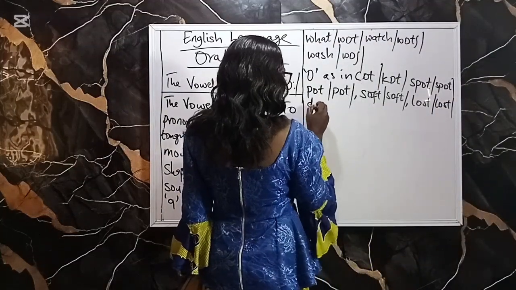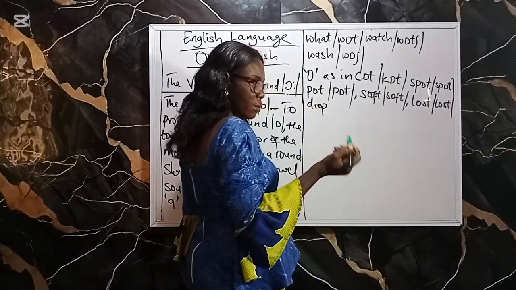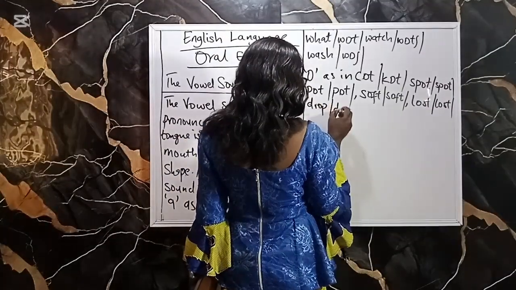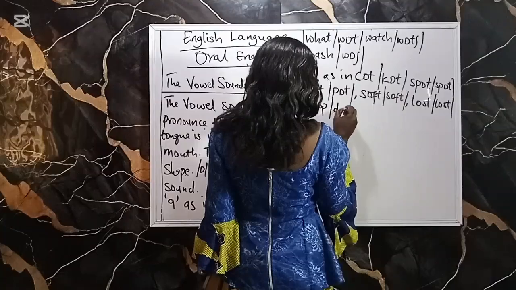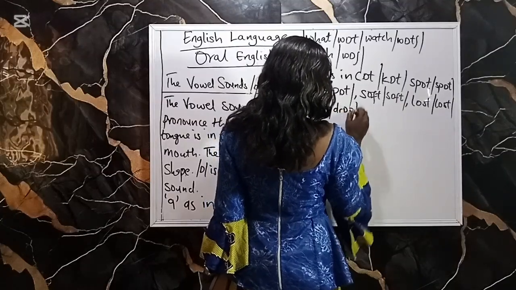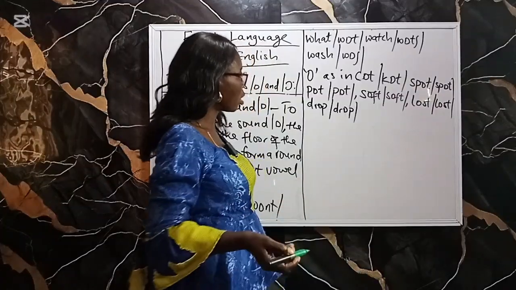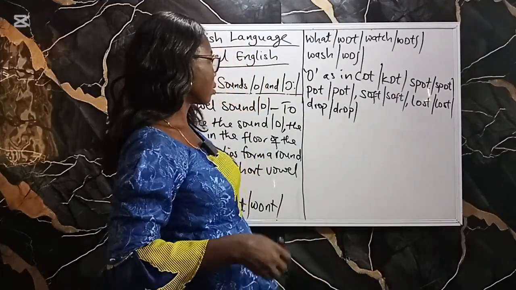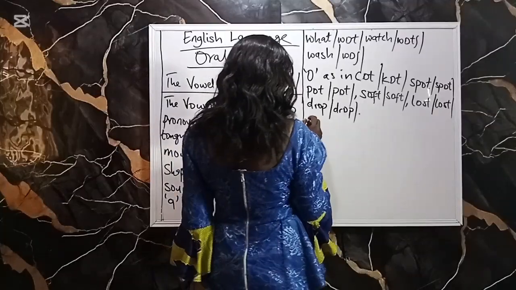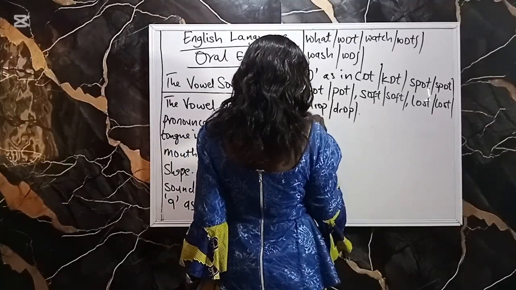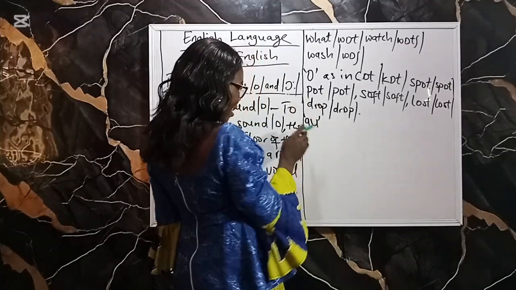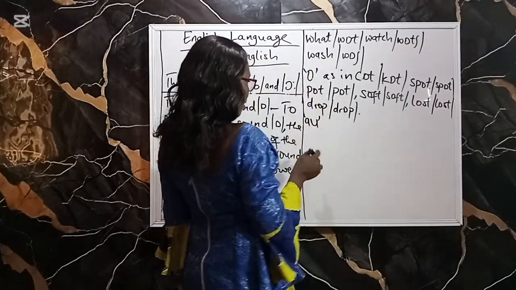We have many of them, but we just take some. Drop. Here you see O, you put the sound. Even hot, not, and so on. So we also see it in letters A, U. Remember, we're talking about letters. All these ones are letters.